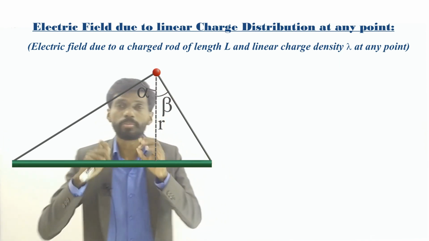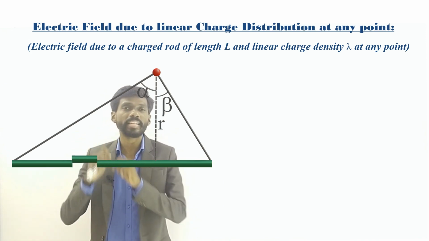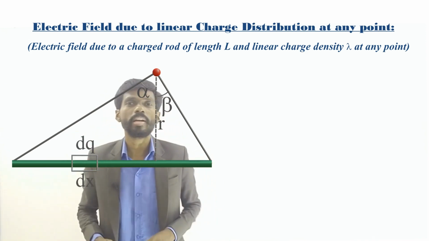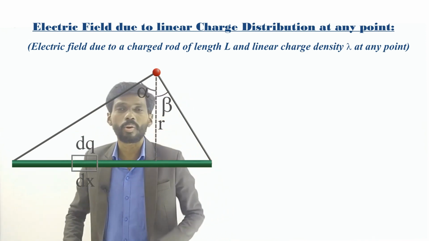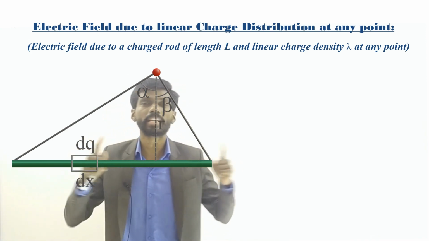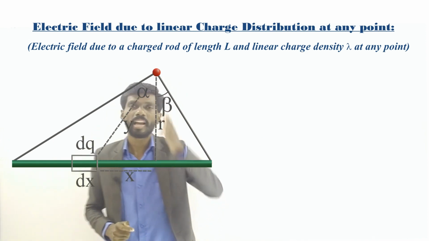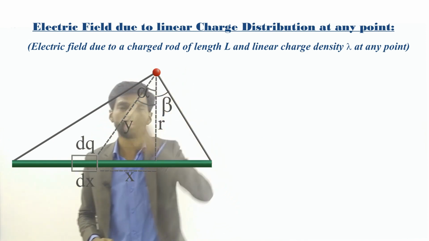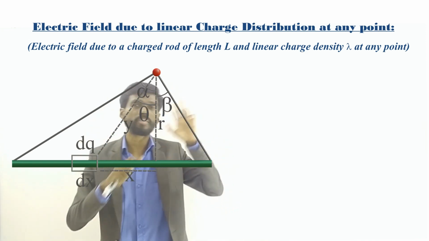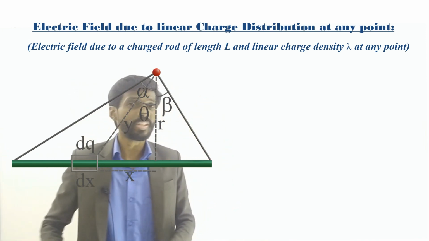Now, again we have to use the same method. Let us consider a small portion of this rod, having length dx and charge dq. Now let us find the electric field due to only this small elemental portion. Then after integration we will get the electric field due to this entire rod. So let us take these values. This distance is taken as x and this height is taken as r and this value is y, and the angles are taken as alpha and beta. So using all these measurements, let us find the electric field due to this small portion.